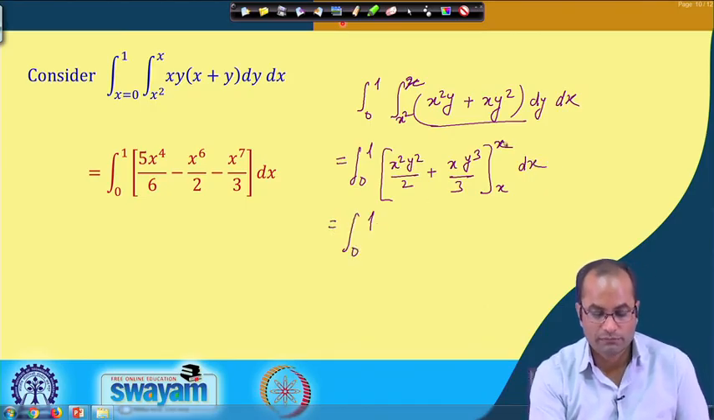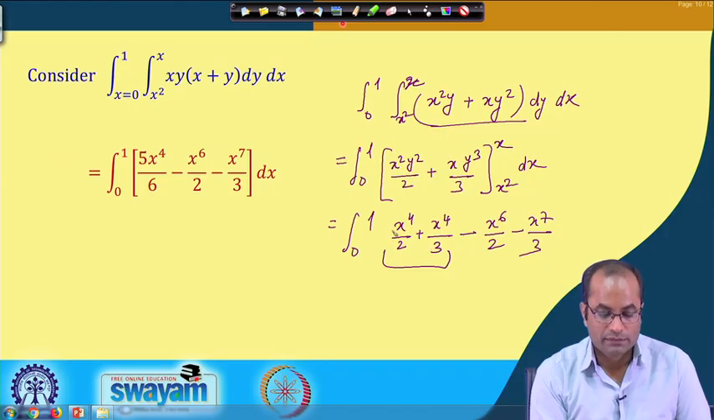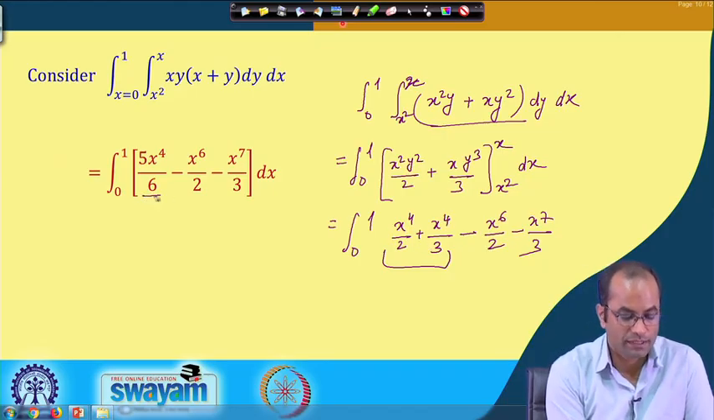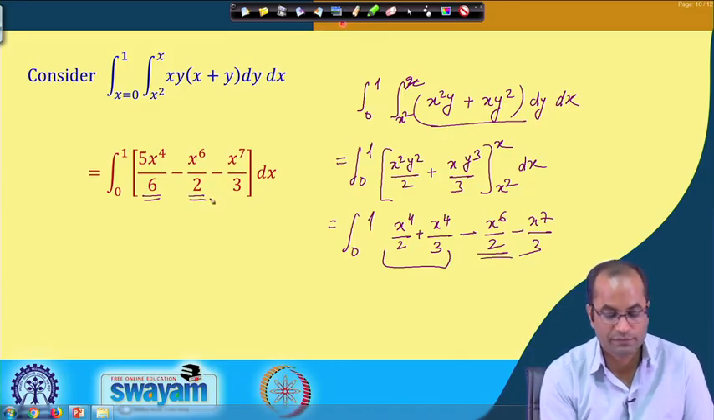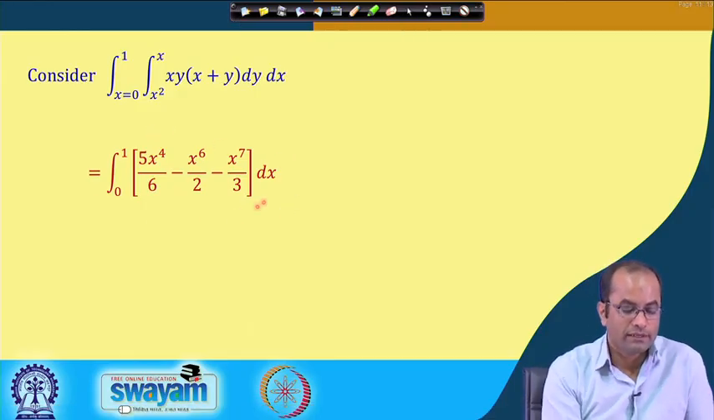So, this will be 0 to 1. When we are putting x there, we will have x power 4 by 2, and then we will have here also x power 4 by 3, because x is substituted for y, and then minus, where we substitute x square. So, we will have x power 6 by 2, and we will also get x power 7 by 3. So, now this one is 5 x power 4 by 6, that is a term here, x power 6 by 2 we have here, and x power 7 by 3 we have as the term there. So, this is after the first integration, and now again this is a single integral.